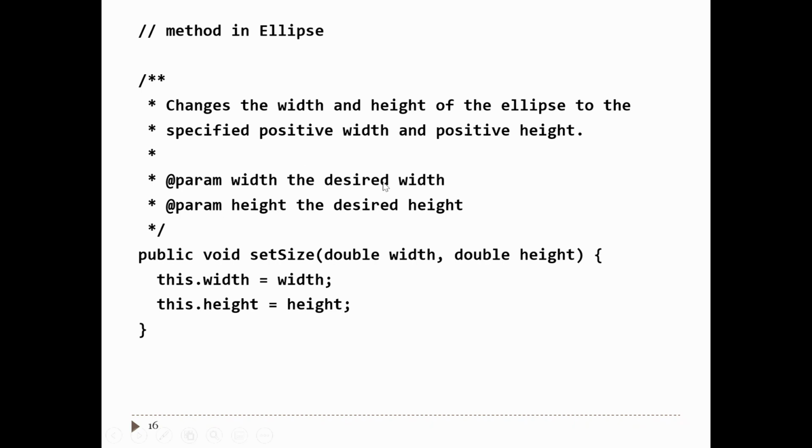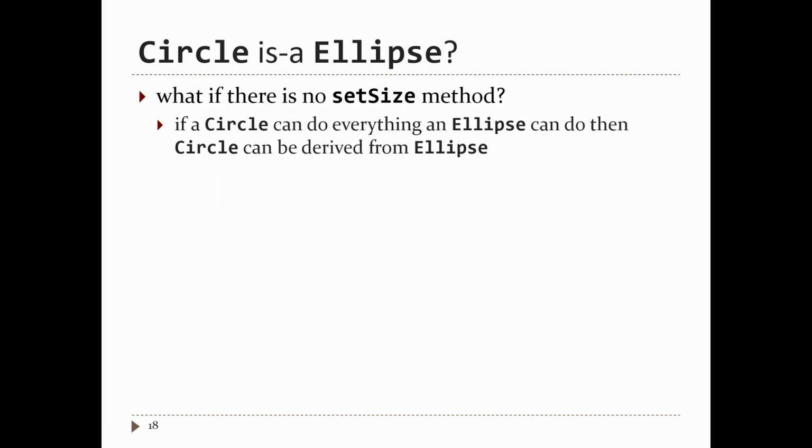So remember, if you say that Circle inherits from Ellipse, it gets the setSize method. SetSize says that it's going to change the height and width. There's no weasel language in here that says it might not change the width, it might not change the height. It says it changes the width and height. So that's a problem. If there is a setSize method in the Ellipse class, then you almost certainly cannot safely implement Circle as a subclass of Ellipse.